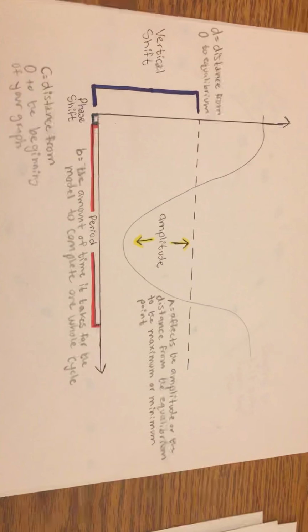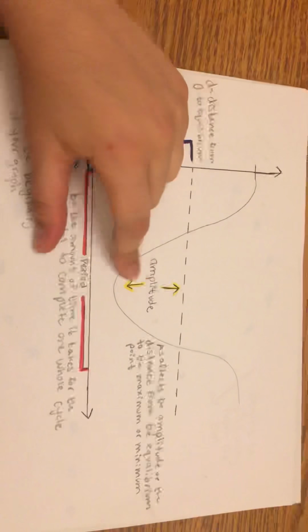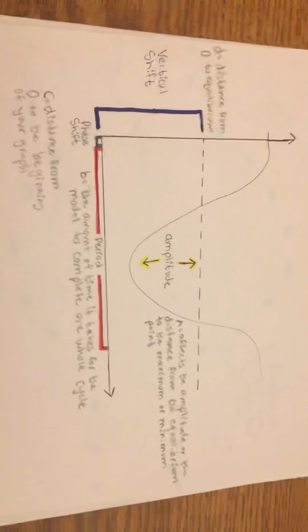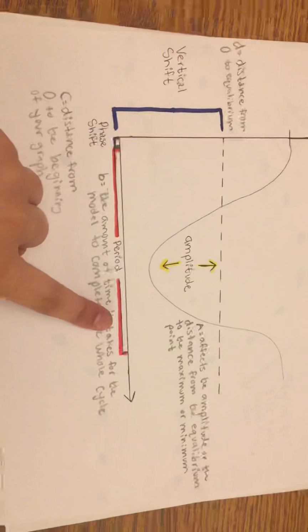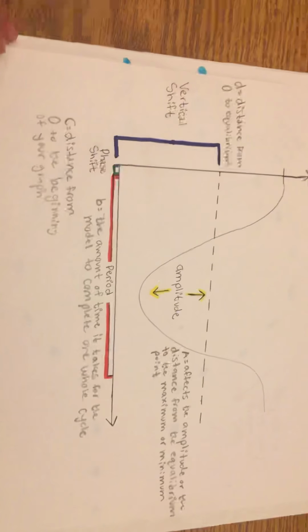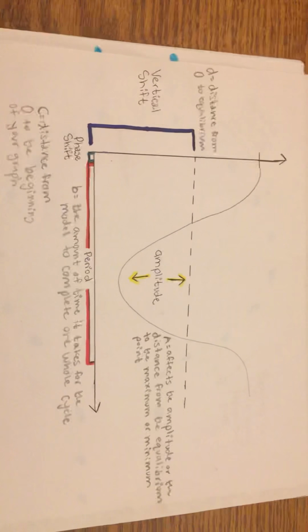Now, A affects the amplitude, the distance from the equilibrium to the maximum or minimum point, which is this right here. B is the amount of time it takes for the model to complete one whole cycle. C, or your phase shift, is the distance from 0 to the beginning of your graph. And the vertical shift is D, which is the distance from 0 to equilibrium.